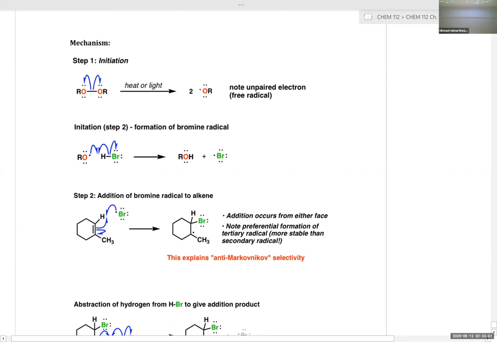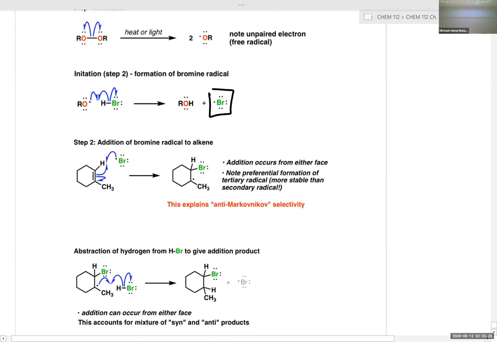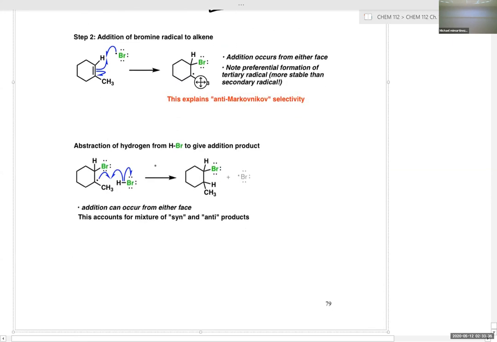In terms of the mechanism, it follows your typical radical chain process where you have initiation, typically via cleavage of a peroxide, followed by hydrogen abstraction to generate your bromine radical, addition of your bromine radical to generate your most stable radical after addition, followed by abstraction of hydrogen to give the product. Note, we end up with a mixture of stereoisomers, but we observe consistent anti-Markovnikov regiochemistry.